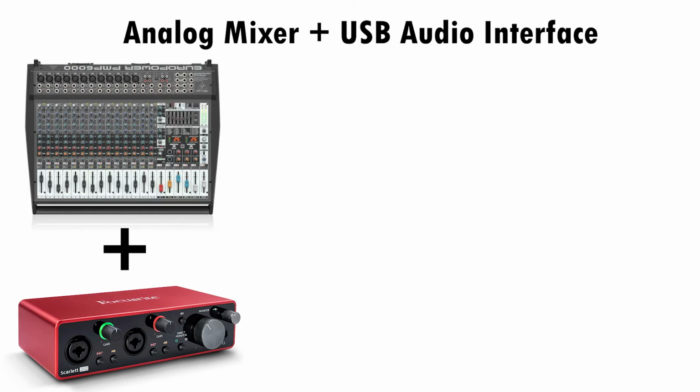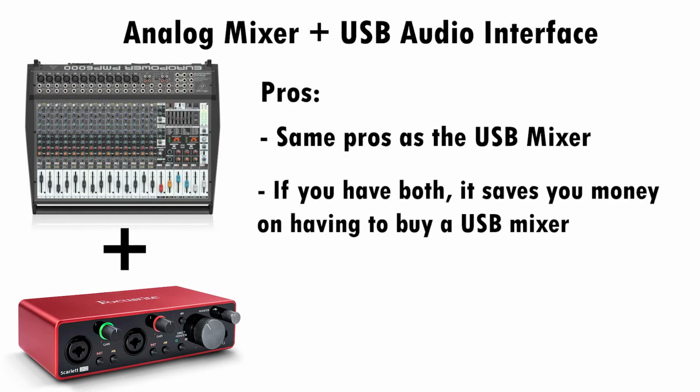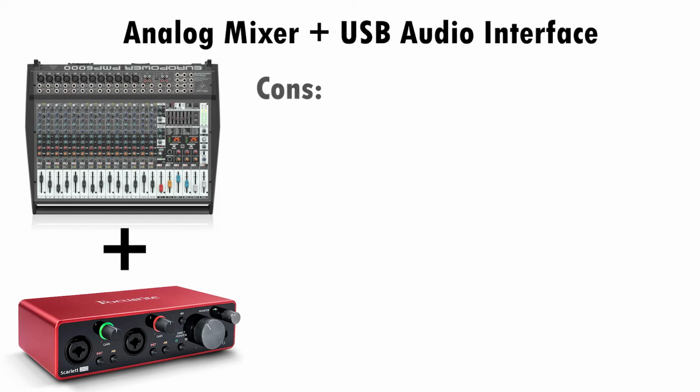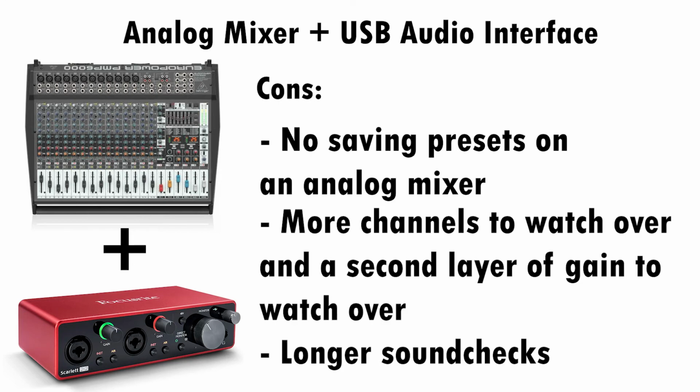The pros of this setup are that you use this the same way you would a USB mixer, it's just set up a little differently. And if you already have an analog mixer, a USB interface, or both, it saves you money. The cons of this setup are, analog boards do not have the ability to save presets like a USB mixer does. There are also more volumes and gains to keep track of between your mixer and interface, so watch out for peaking from both your mixer and your interface. Overall, this is a more complex signal flow, so it may take some time to set this up just right.